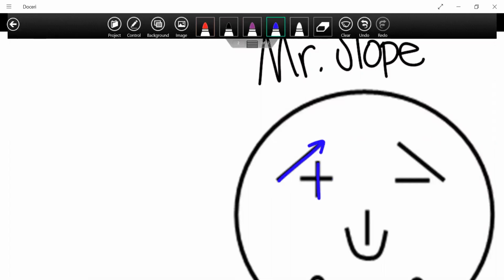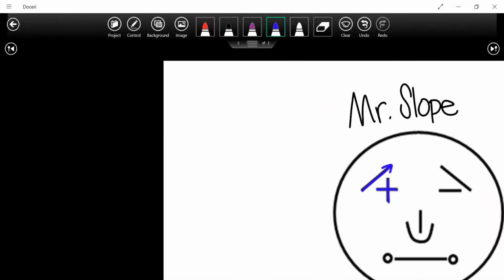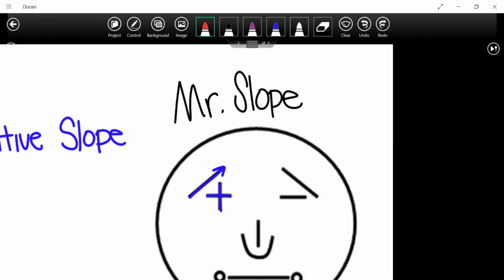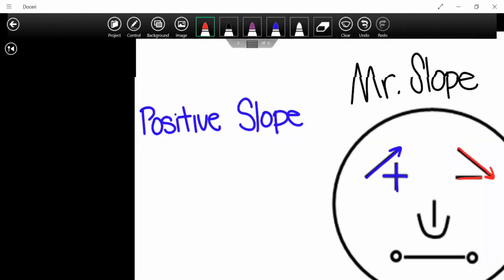Now, if we're given a line that is going upwards, what do you think we're going to have? It's going to be a positive slope. Write it right beside it if you need to. We're going to put something else in those little squares. If the slope is going downward from left to right, it'll be what? Negative.